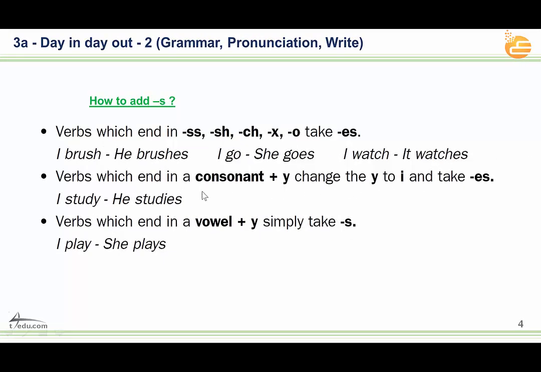Okay? So for example, where is it? This word, study. This is the D. It's a consonant. Okay? I study, he studies. We have to take out Y, delete Y, and put I. Then ES, IES. Number 3, verbs which end in a vowel plus Y. Simply take S. We said here consonant, but this one is a vowel. For example, play. A and Y, it's a vowel. So we will add S. And all of the rest of the words, we add only S. Okay?